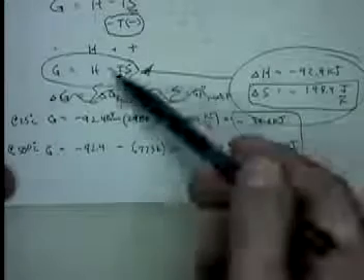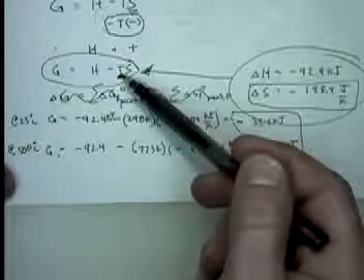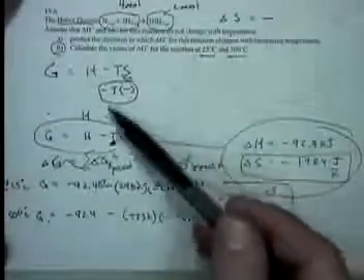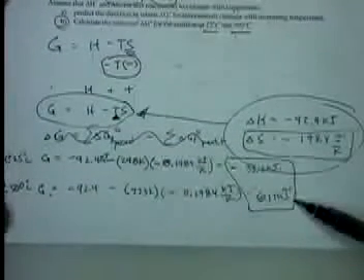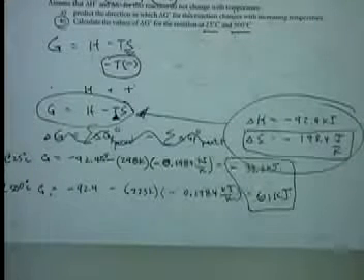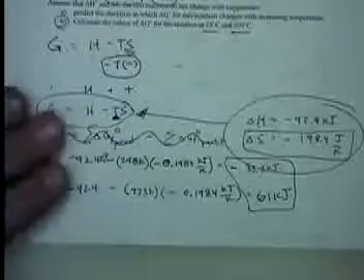Would G become more positive as temperature increased? As temperature increased, would it become more positive? We said that delta S was negative, and so this term would be positive. It would increase. As a matter of fact, it went from negative 33 to positive 61. So it went from spontaneous to non-spontaneous, just as we moved up in temperature.